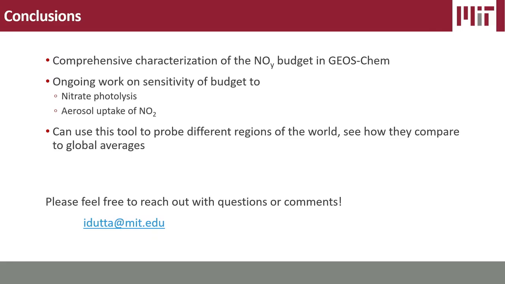I think this sort of framework allows us to do two things. One is identify some key features of the NOI budget, like what are the important processes that we should go after, what are the things that we should constrain in a systematic manner. And so we're doing that with, for example, nitrate photolysis. We've done that with aerosol uptake of NO2, and we're trying to see whether we can shrink some of this disagreement between various models by a more process-oriented approach. Thank you for your attention.